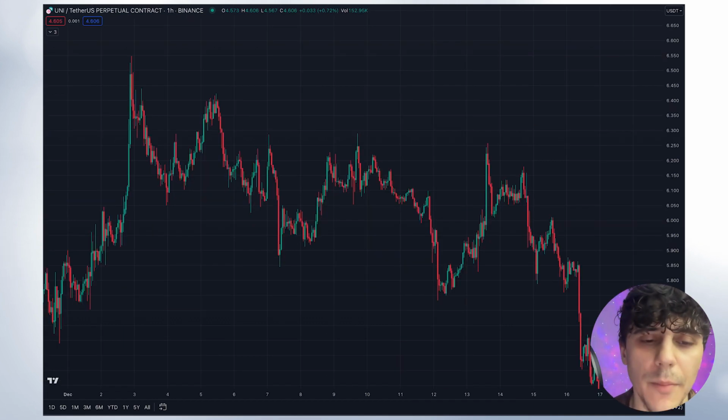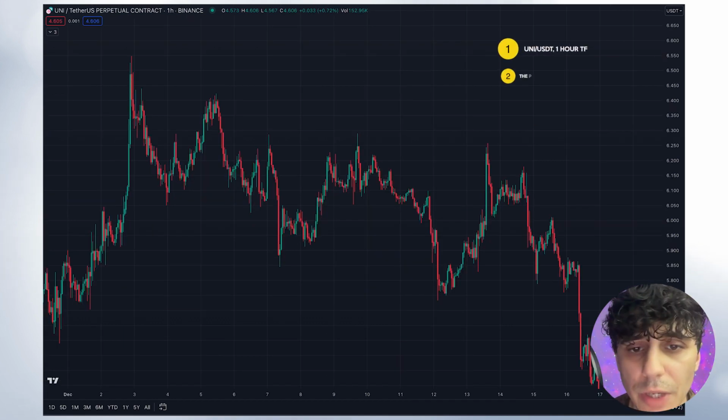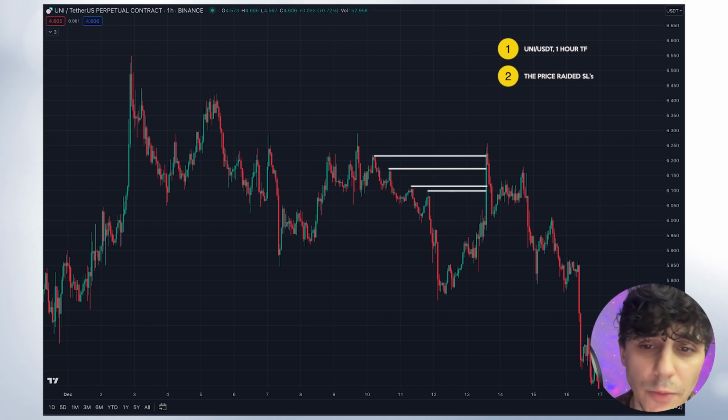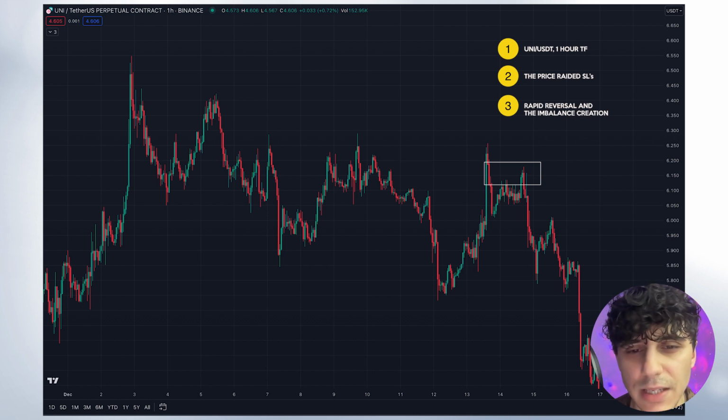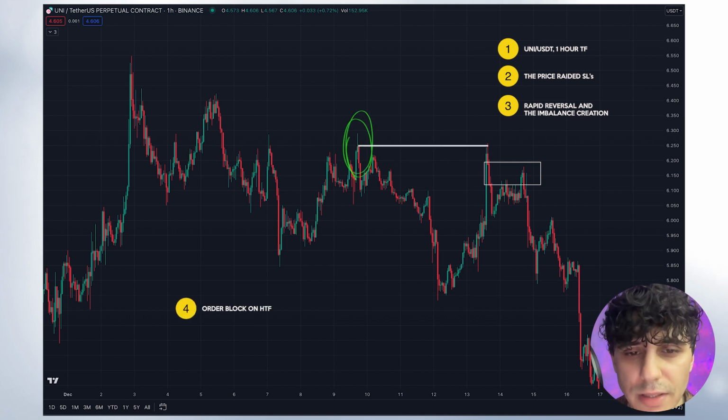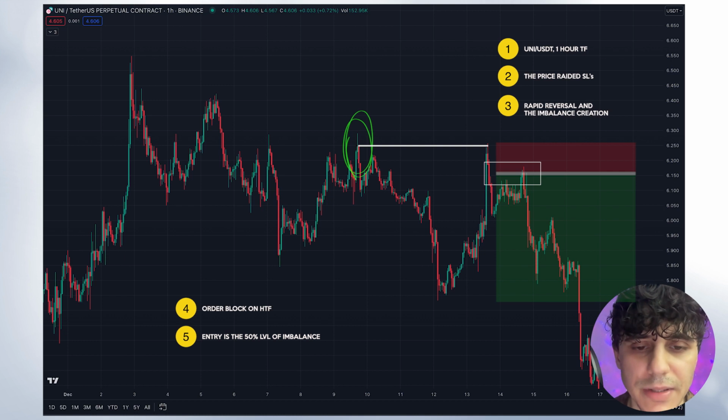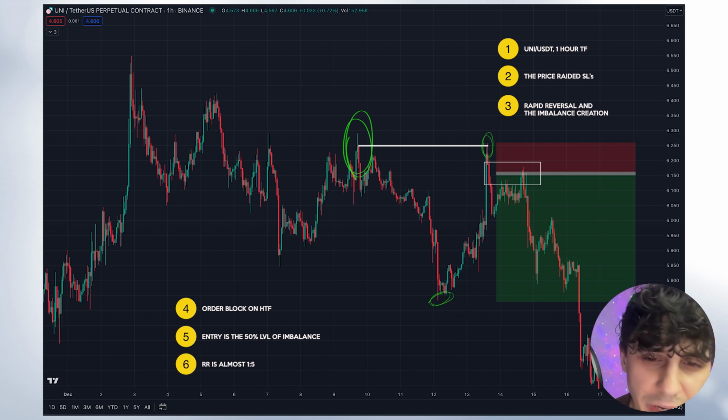The fourth example, we set 1 hour time frame. Here we have a stop loss run from the previous highs and rapid engulfment where imbalance was created. Let's consider additional factors. The reversal happened at the order block in the premium zone. The classical shape of this order block you can find on higher time frame. Entry is the 50% level of the imbalance. I set stop loss above the high. The target is the previous low.